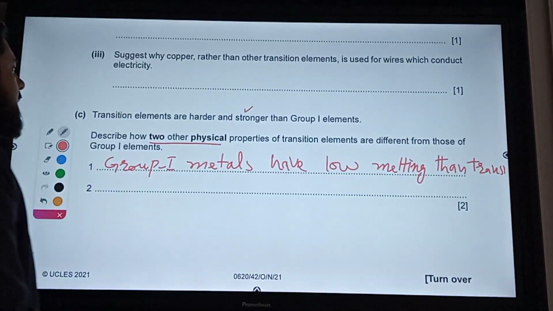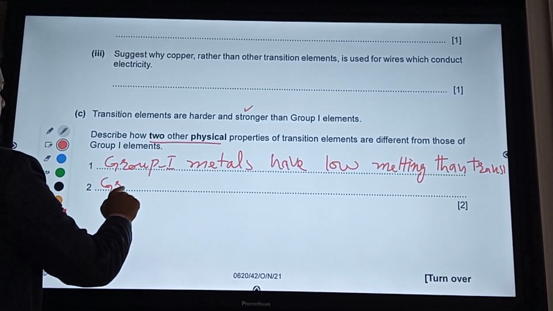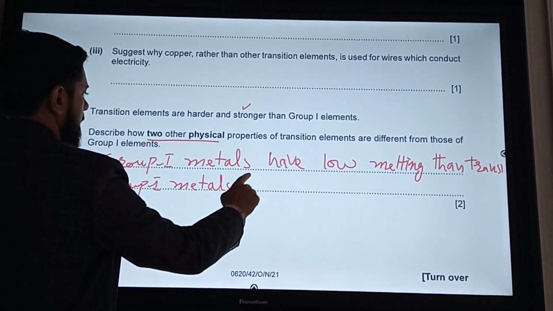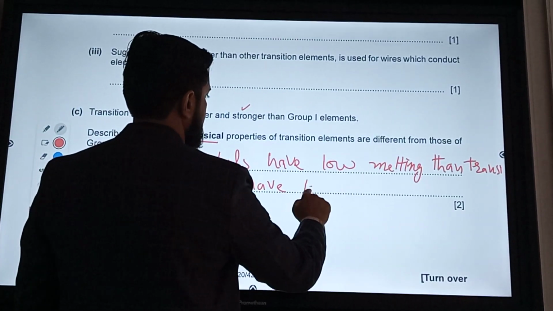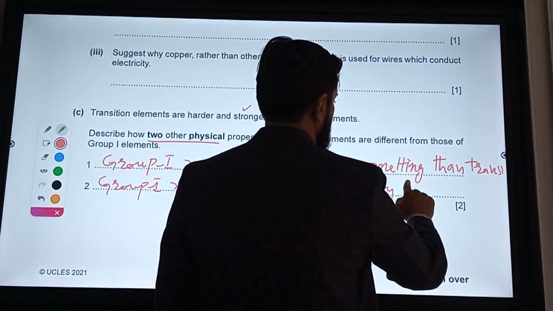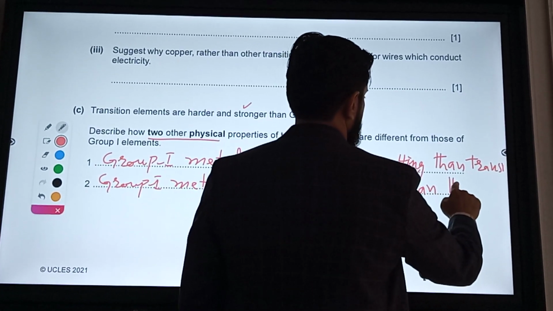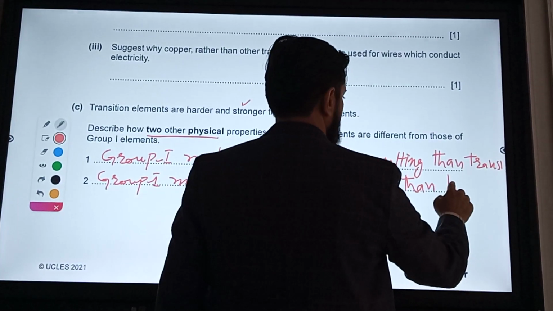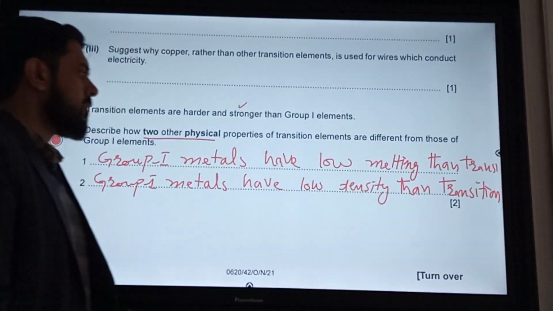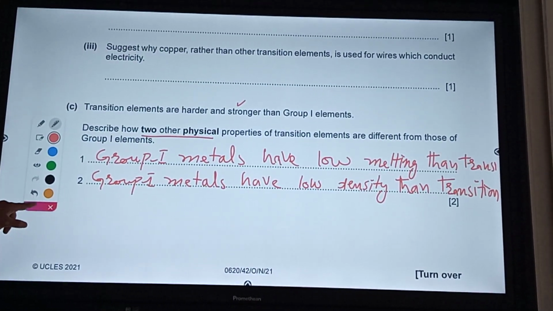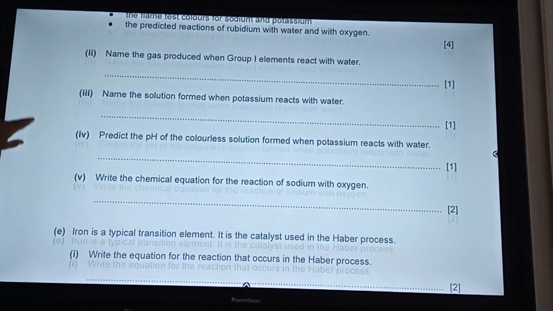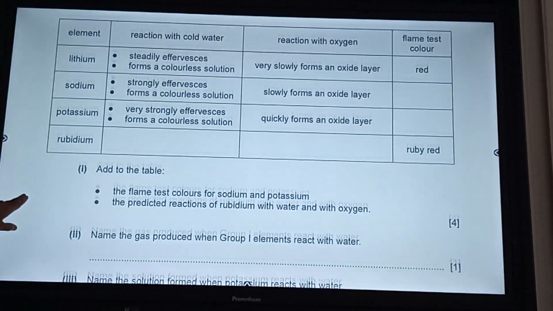Okay, and then the next you can say group 1 metals have low density than transition metals. Understood? So you have to write in a comparative way. Okay, we have to finish this.